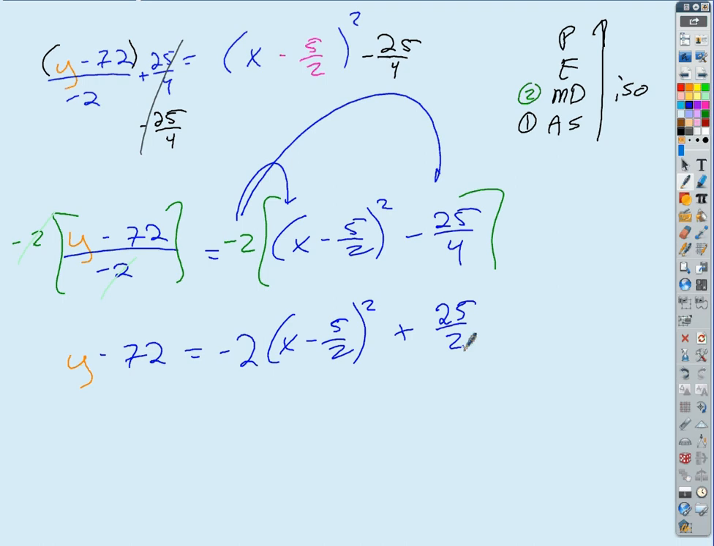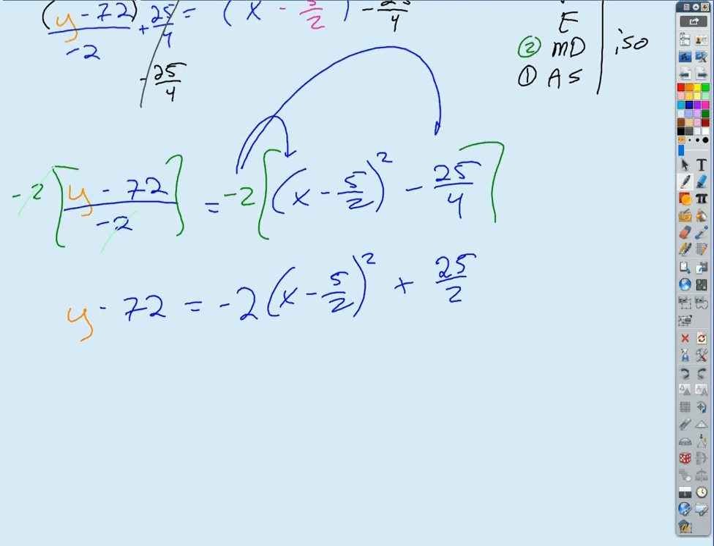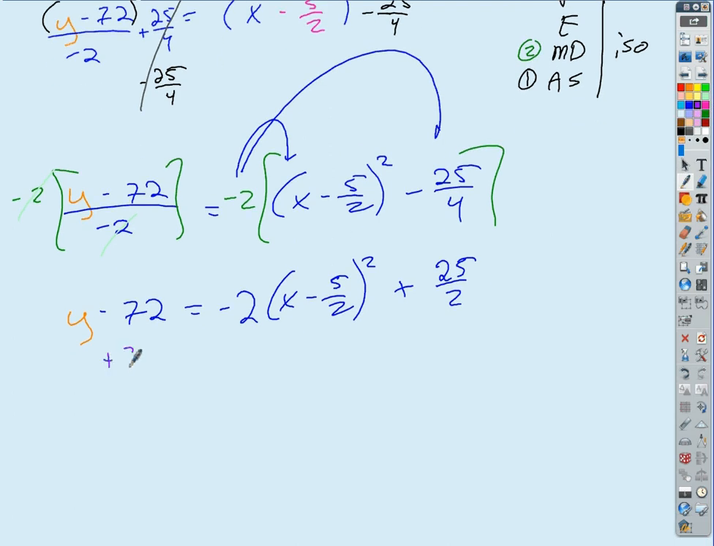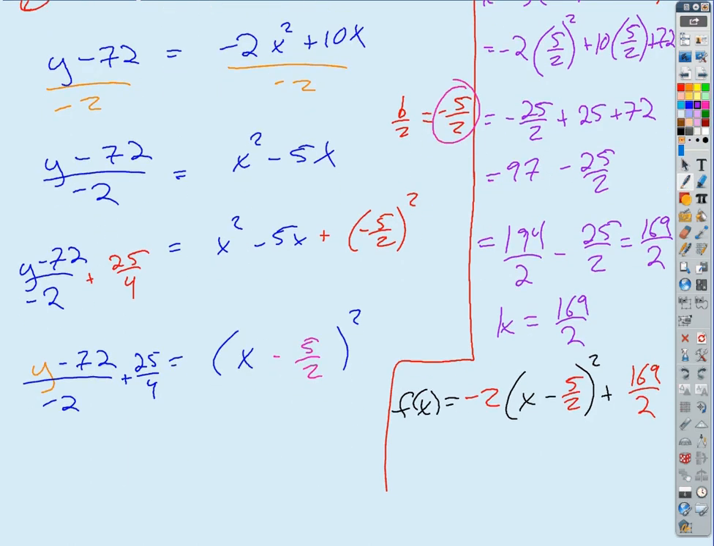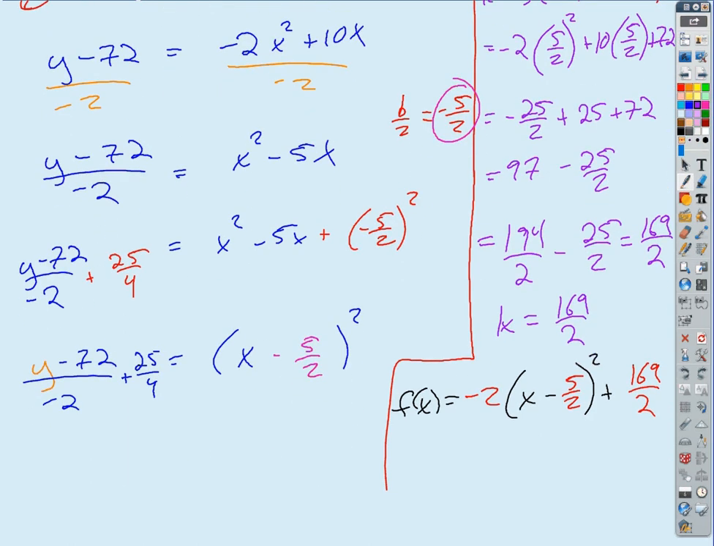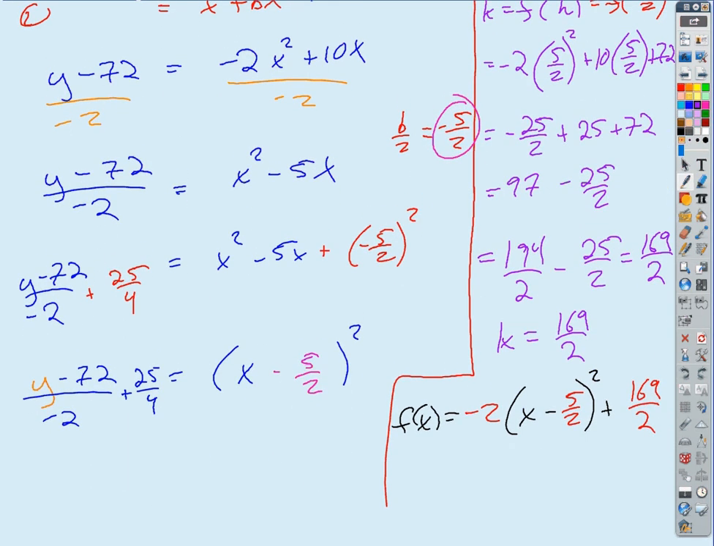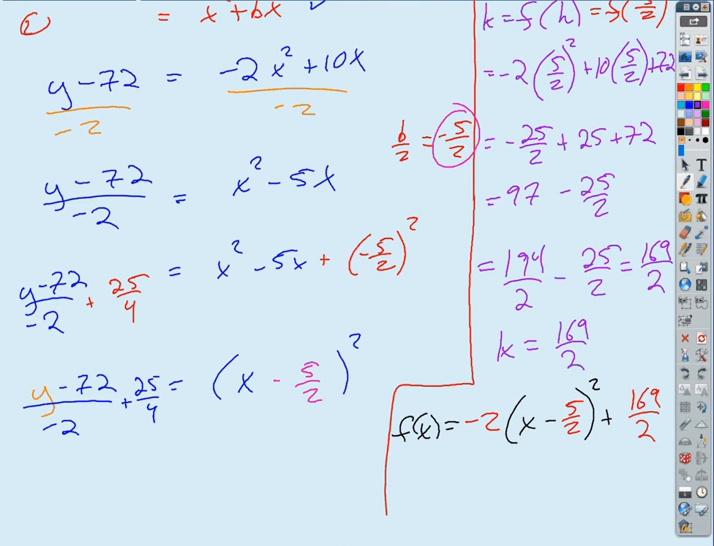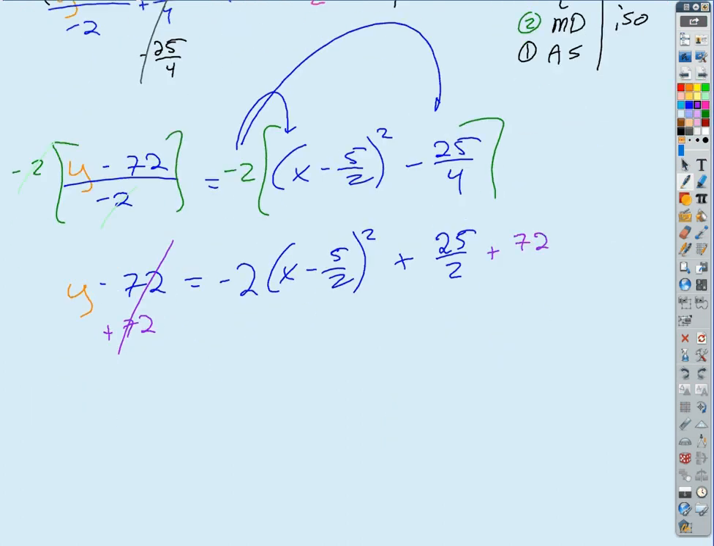Agreed? And then the last step, add 72. Okay, and if I do that, that should match the algebra. Didn't we get that over here somewhere? Yeah, I guess it looked a little different over here, didn't it? Well, we should get 169 over 2. Let's just verify that we do. And we do, don't we?